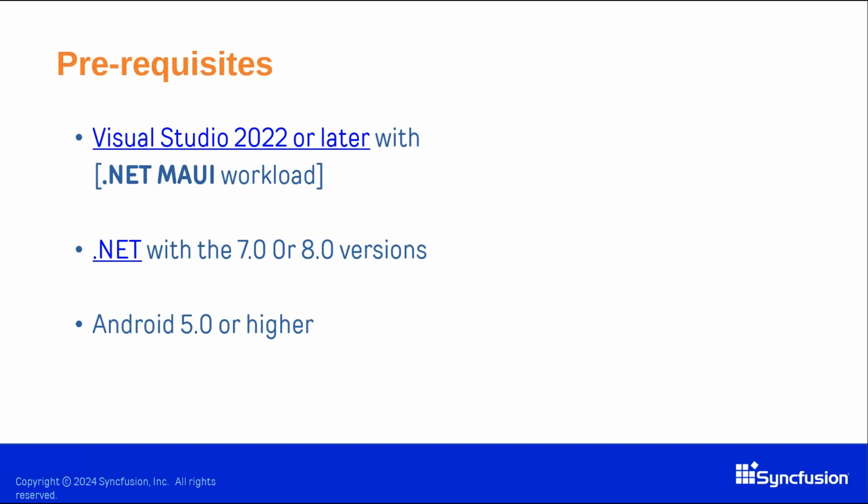Without wasting any time, I'll move on to the application creation. I have already installed Visual Studio 2022 with the .NET MAUI workload. Additionally, I have made sure to have the necessary versions of .NET up and running on my machine. Also, I installed the Android Pixel 5 emulator.